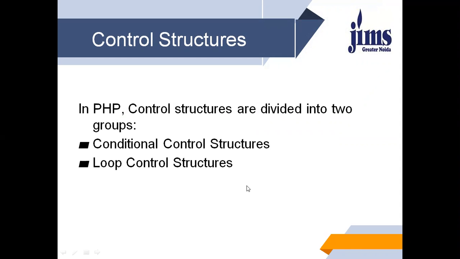So in PHP, control structures are divided into two groups: conditional control structures and loop control structures. So far we have written programs that follow a sequential structure, executing one statement after another. Using control structures, we can execute statements based on some conditions. This helps a programmer to control the flow of program execution. So now we are going to discuss both the control structures, conditional control structures and loop control structures, in detail.